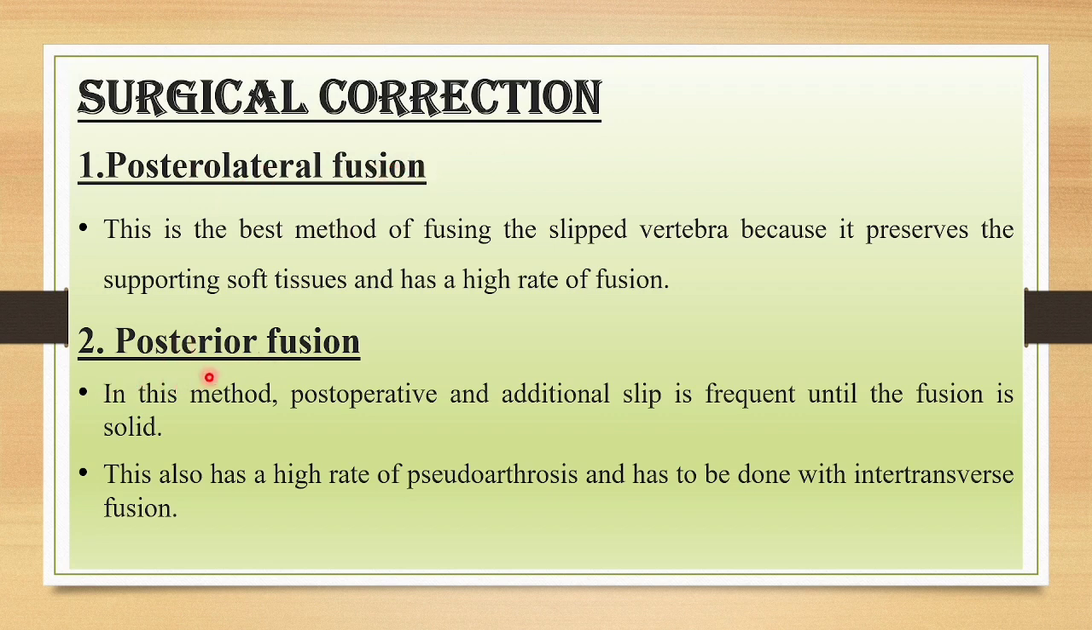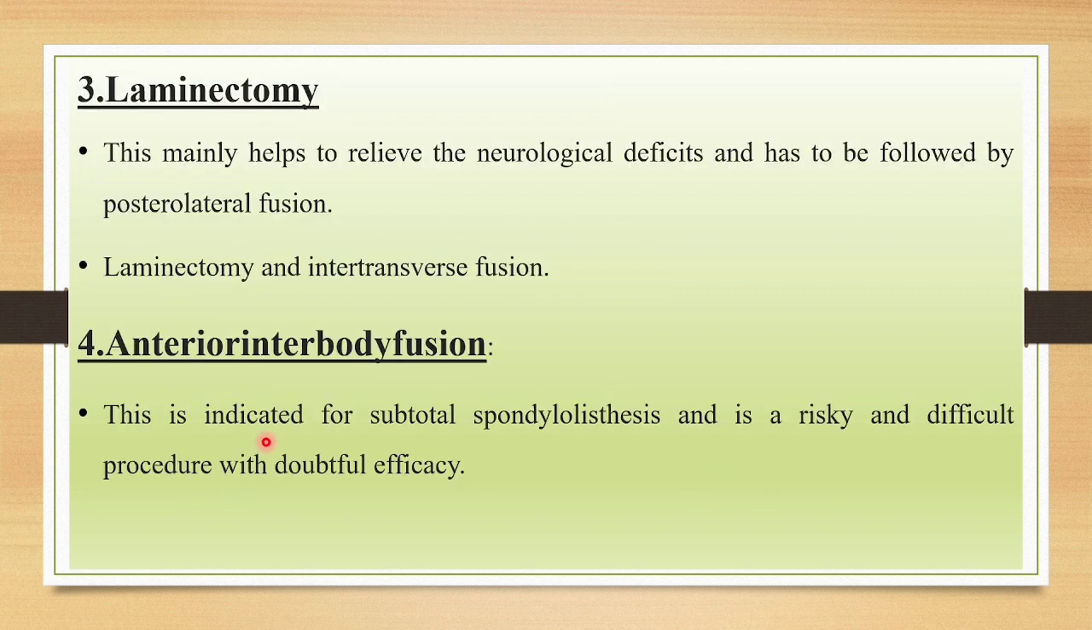And second is your posterior fusion. In this method, post-operative and additional slip is frequent until the fusion is solid. This also has a high rate of pseudoarthrosis and has to be done with intertransverse fusion. So next is your laminectomy. This mainly helps to relieve the neurological deficits and has to be followed with your posterolateral fusion. And anterior interbody fusions. This is indicated for subtotal spondylolisthesis and is a risky and difficult procedure with doubtful efficacy.